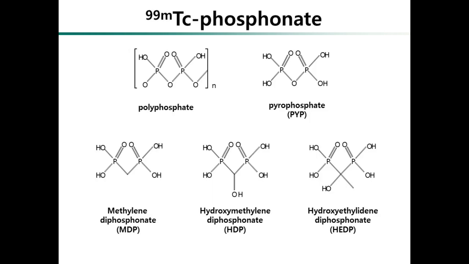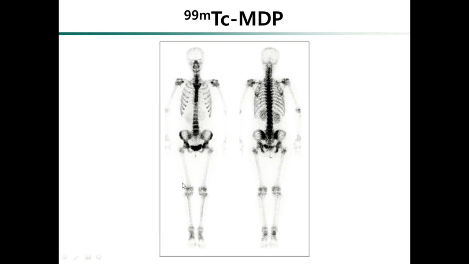Next one is the hydroxy-phosphonate-labeled technetium-99m. That goes to the bone tissue. We normally use MDP or HDP. You can see the MDP image here, from the gamma camera imaging.